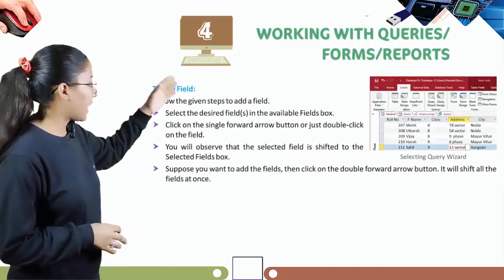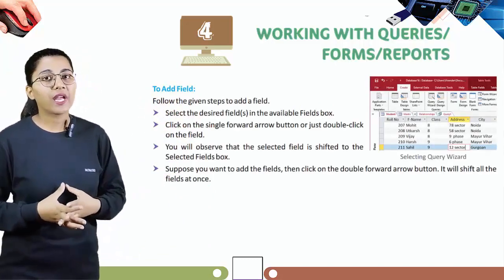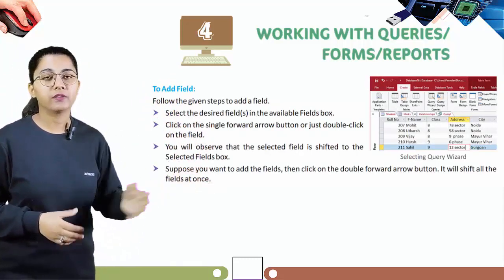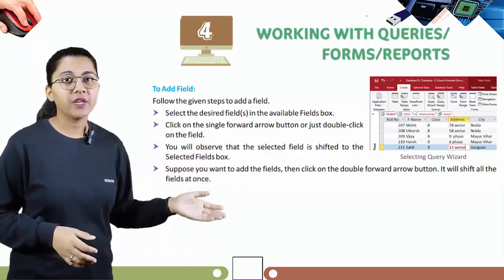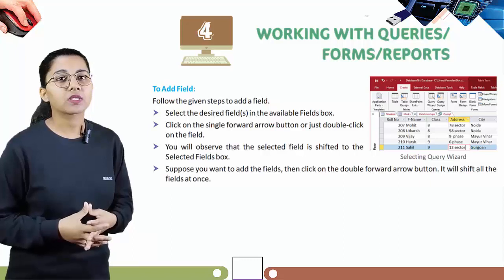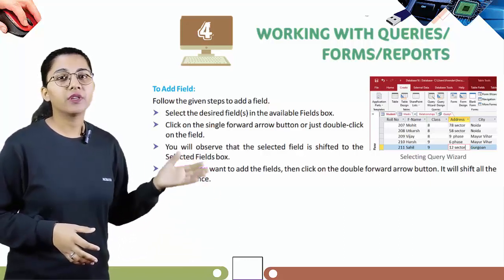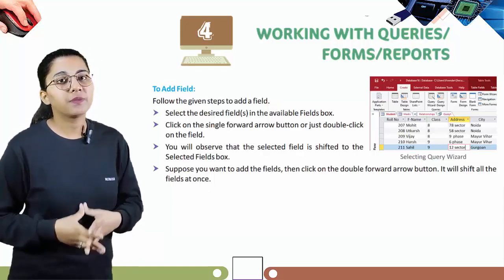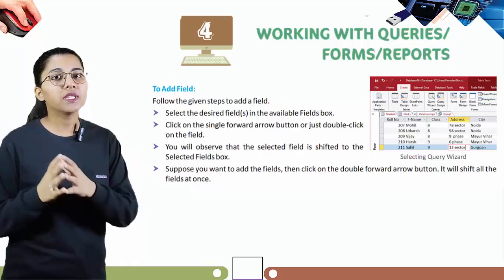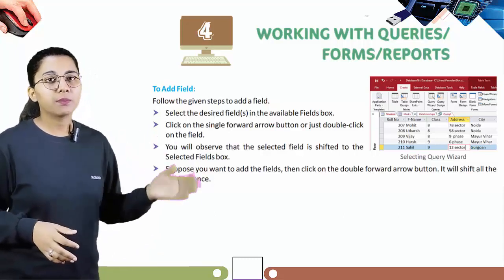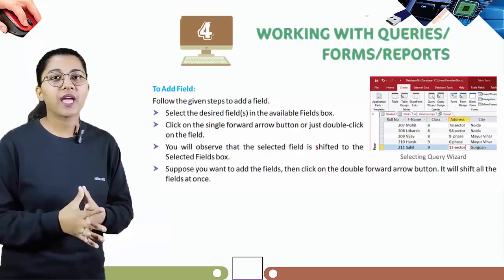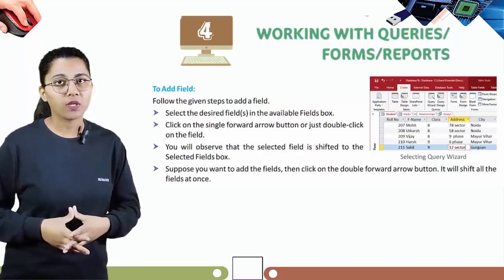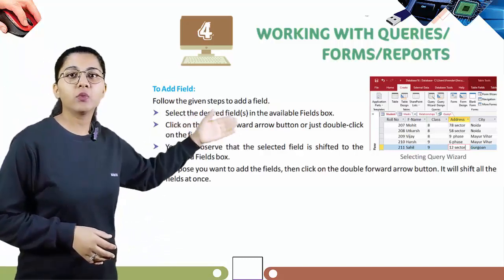Now let's learn how to add a field. Follow the given steps to add a field. So students, you have to follow these steps if you want to add a field. First select the desired field or fields in the Available Fields box. Next, click on the single forward arrow button or just double click on the field. You will observe that the selected field is shifted to the Selected Fields box. Now, if you want to add all the fields, click on the double forward arrow button; it will shift all the fields at once. Here you can see the interface of selecting fields in the query wizard.